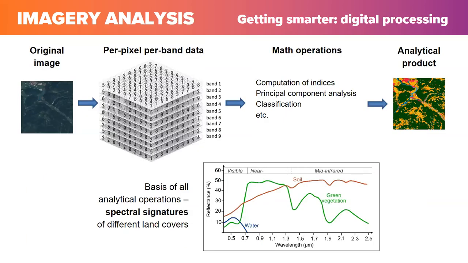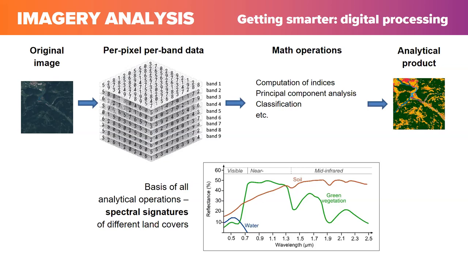Okay, so far we were visually inspecting the images in different parts of the spectrum. By looking at colors and shapes there, we were able to extract some useful information about the features we were looking at. But to get the most value out of the satellite imagery, we have to leverage computer power and resort to what is called digital processing. The most important feature of digital processing is that here we're able to access individual pixel values in different parts of the spectrum called bands.